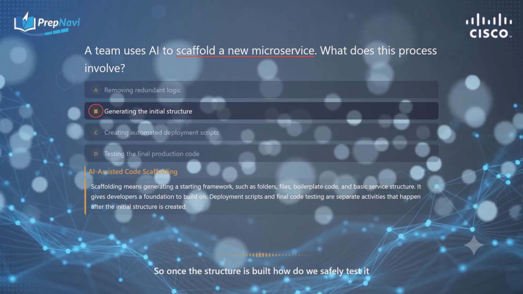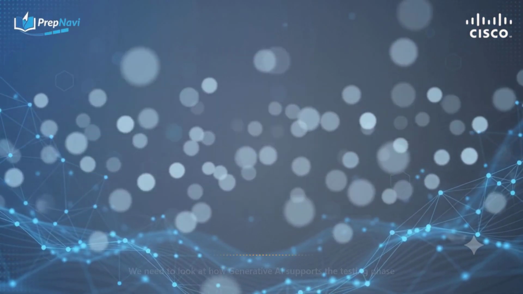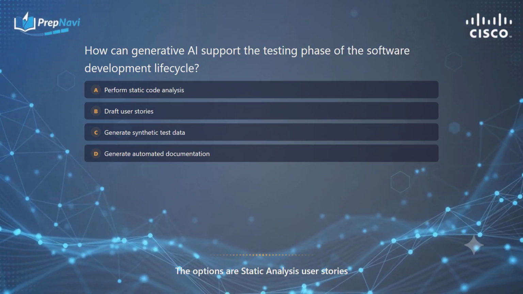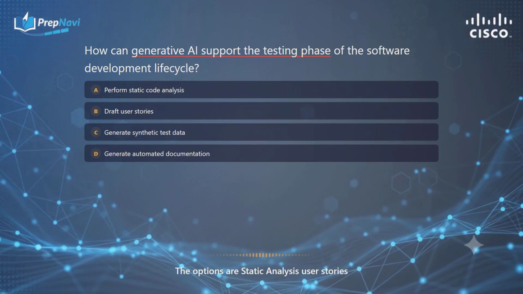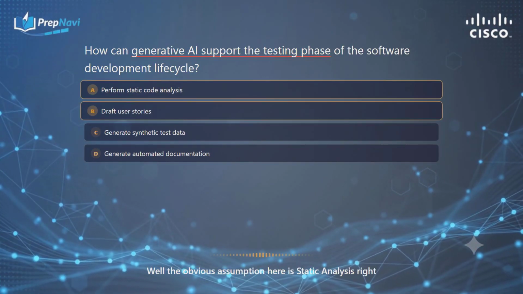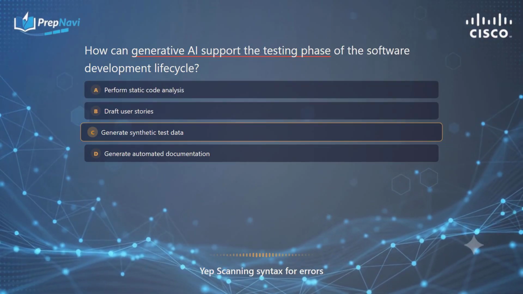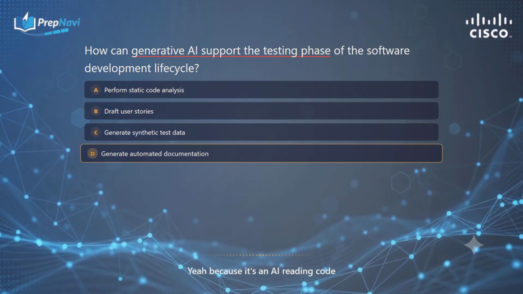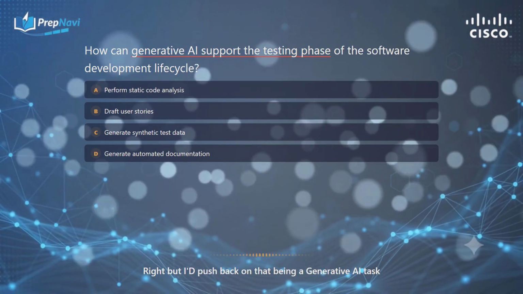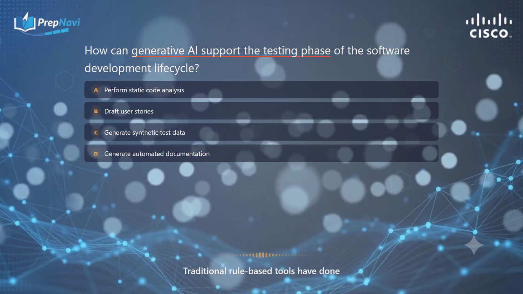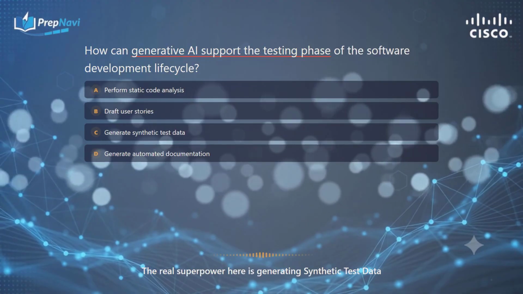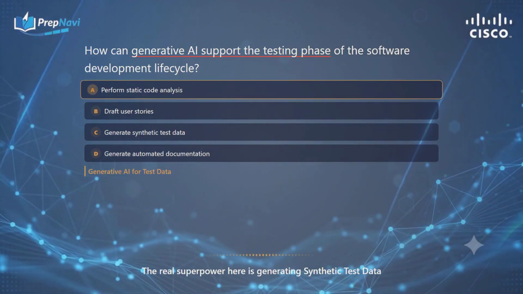So once the structure is built, how do we safely test it? We need to look at how generative AI supports the testing phase. The options are static analysis, user stories, synthetic test data, or automated docs. Well, the obvious assumption here is static analysis, right? Yeah, scanning syntax for errors. Yeah, because it's an AI reading code. Right, but I'd push back on that being a generative AI task. Traditional rule-based tools have done static analysis perfectly well for decades. The real superpower here is generating synthetic test data.